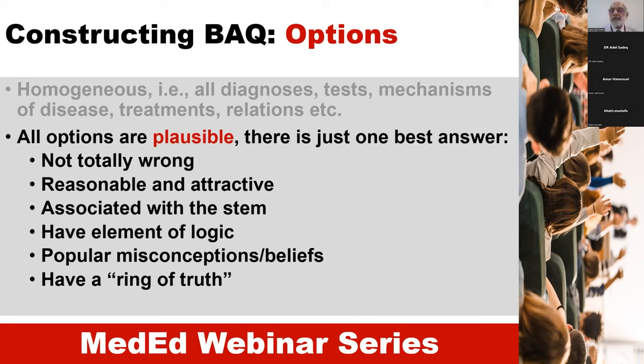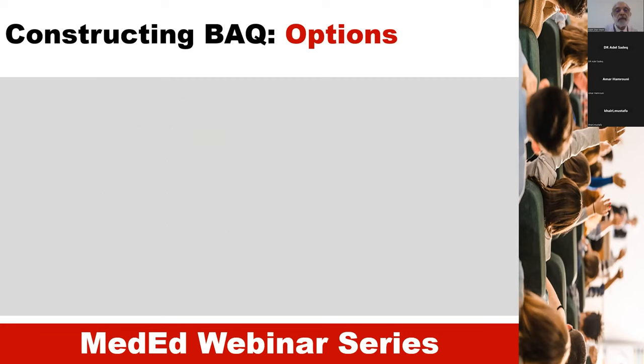All the options are plausible, as we said previously, that every option has some degree of truth. So they are not totally wrong. They are reasonable and attractive. They are linked with the stem, and they are logical. However, we can use common misconceptions and beliefs as options, and each option has a ring of truth.